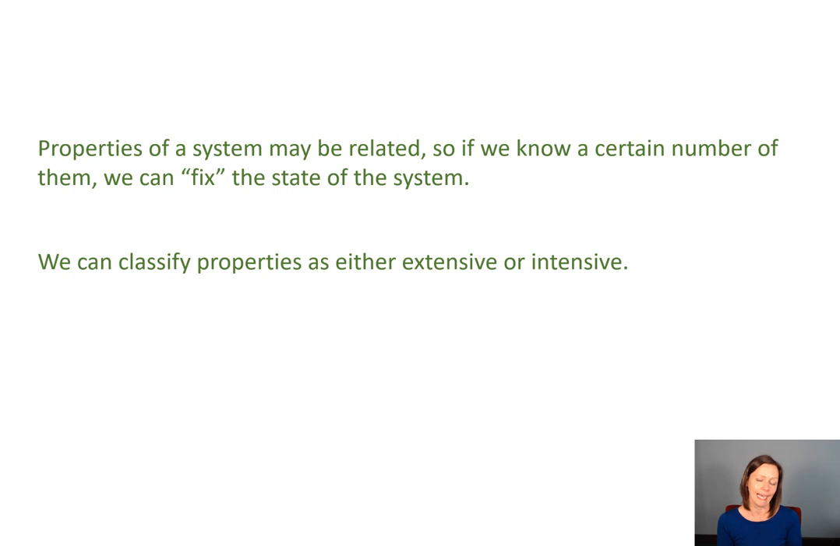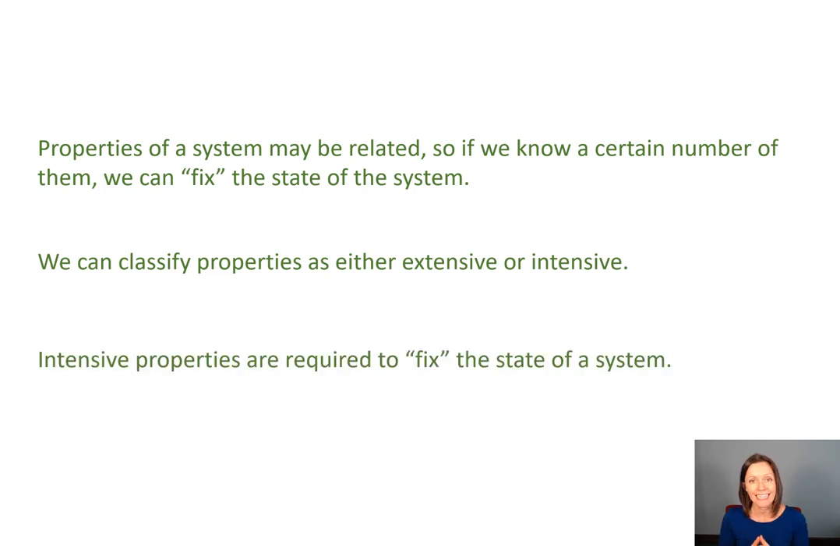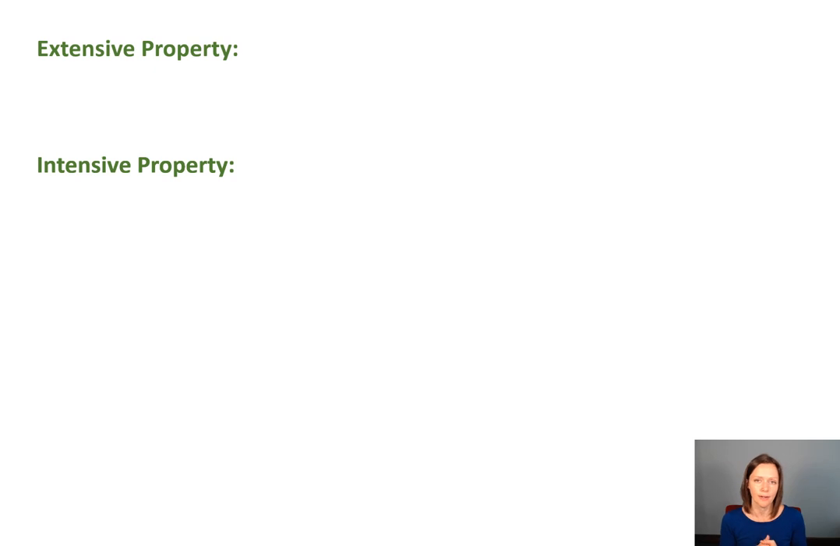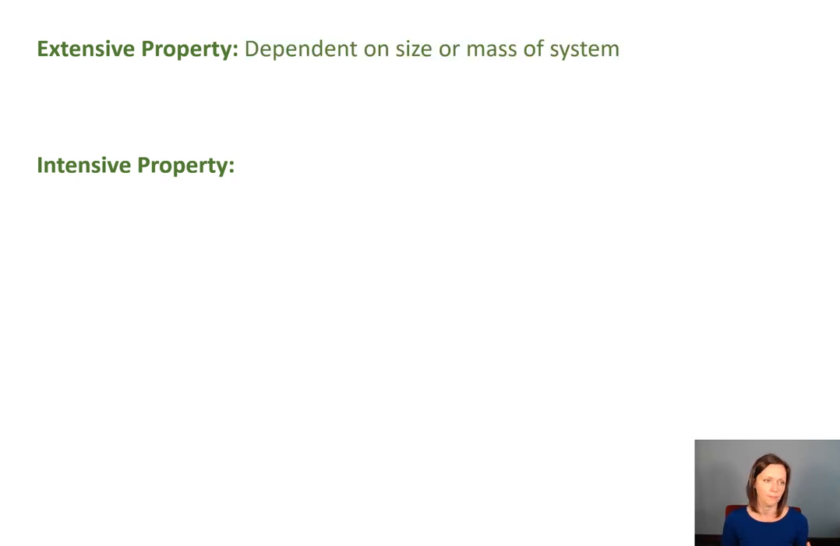Properties can be classified as extensive or intensive. And the reason that we need to differentiate between those two things is that intensive properties are the ones that are going to allow us to fix the state of the system. In other words, given this handful of properties, we'll be able to figure out any other properties that we want to know about the system. All right, so extensive and intensive properties. An extensive property is dependent on the size or mass of the system, and not surprisingly, intensive properties are independent of the size or mass of the system.